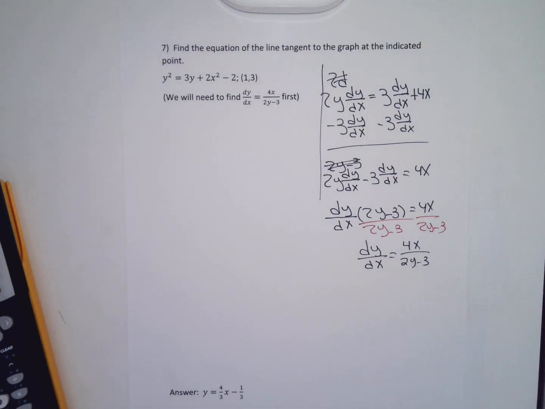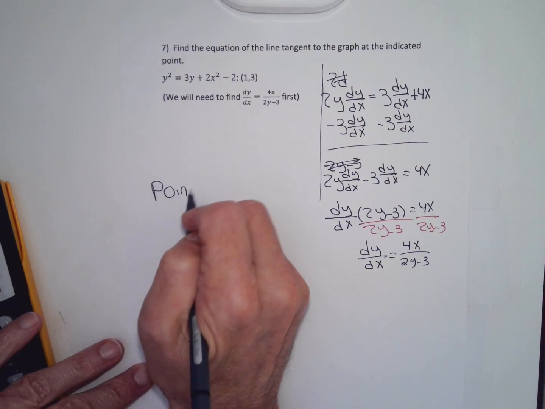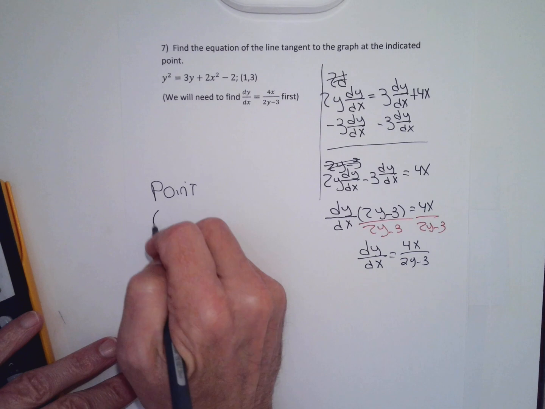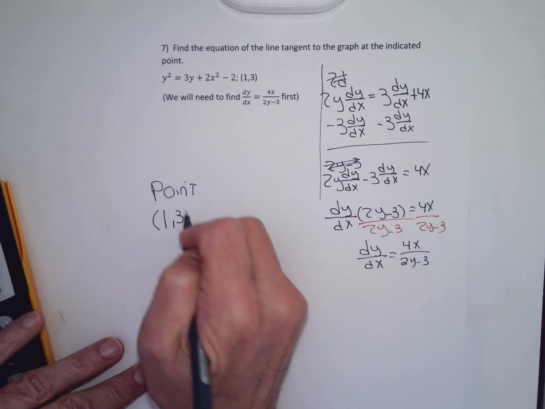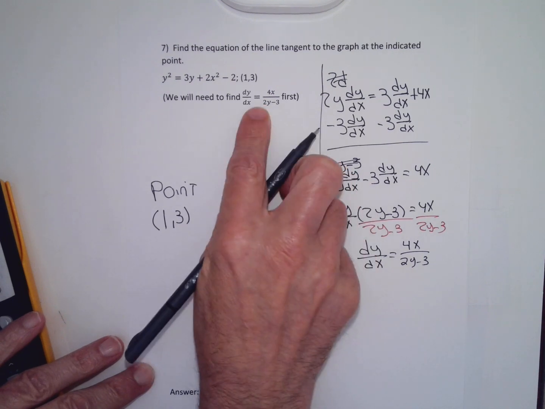Problem 7 wants me to find an equation of a tangent line, and in order to find an equation for a line, I need a point, and the point is a freebie. It's the point (1, 3). I need a slope. The slope's by no means a freebie. I need to use the derivative.